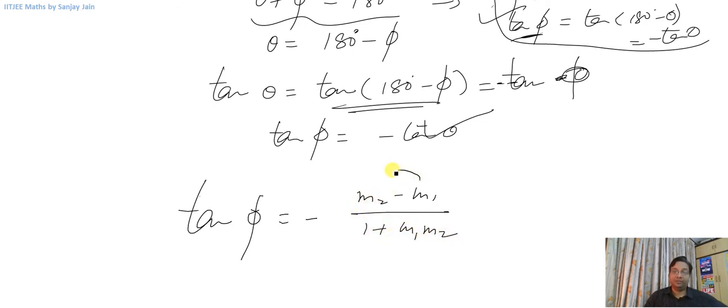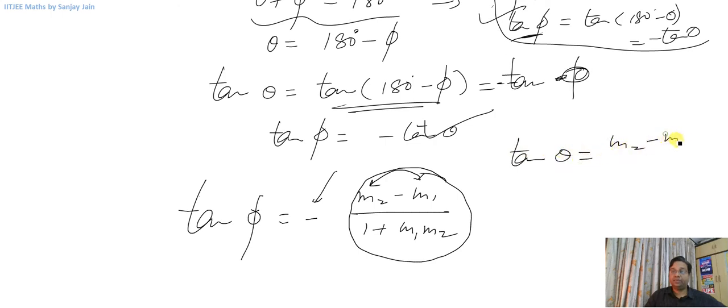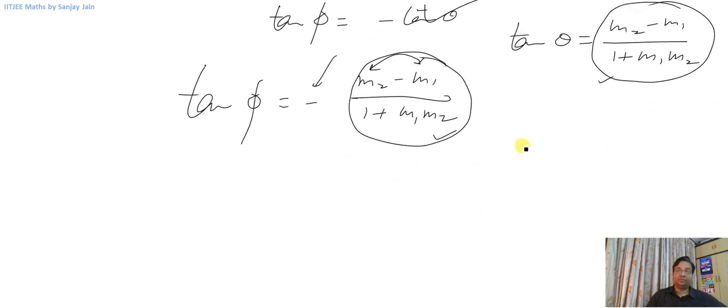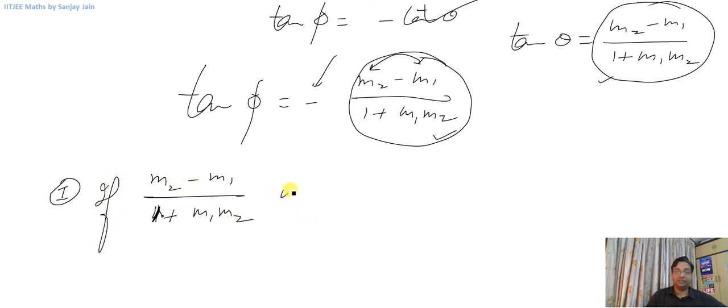Now see, I could have written m1 here and m2 here and not written this negative sign, but I have written it for a purpose, to explain something to you. So this expression, and what was tan theta? It was m2 minus m1 divided by 1 plus m1 m2. Now this expression and this expression, these are the same. Okay, what if this is positive? There can be two cases. Either this m2 minus m1 divided by 1 plus m1 m2 can be positive. Okay, so if this is positive, let us say, what can we say about tan theta?